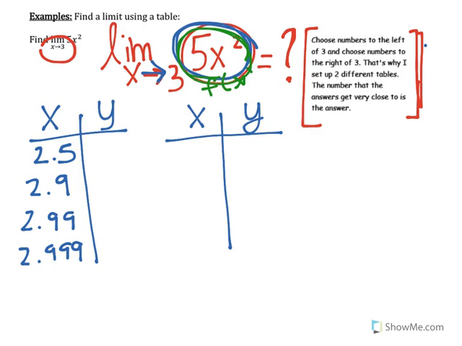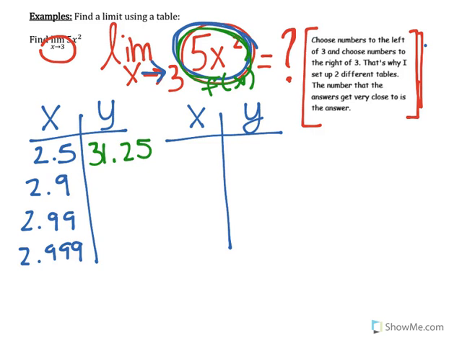f of x is our function, that's 5x squared. So I'm going to plug these values into 5x squared. So 2.5 is going into 5x squared, so 5 times 2.5 squared is going to give me 31.25. I recommend using an actual calculator here. You can find one online.